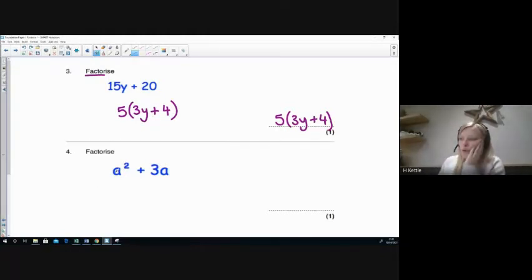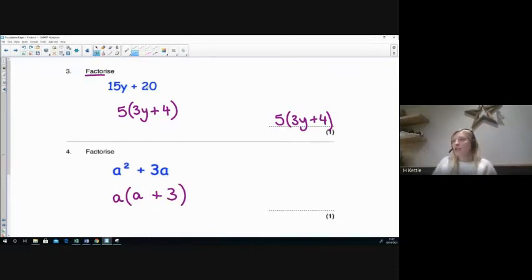Okay, second question. What have these terms both got in common? Well, they've got no numbers in common because this is just one lot of a squared, but they have an a in common. This can be divided by a and this can be divided by a. So for this question, I'm going to put a outside the bracket. Now, a times what is a squared? We know that a squared means a times by itself. So a times another a would give us a squared. Add, and then a times what to make 3a, and that would be a 3.